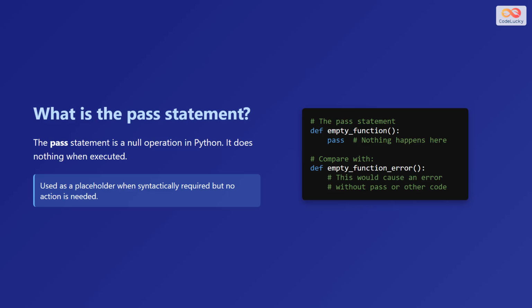Take a look at the code example. Defining an empty function without the pass statement will result in an error. The pass statement resolves it.